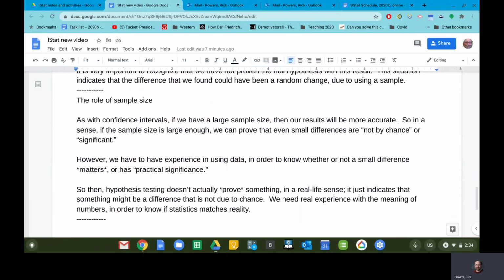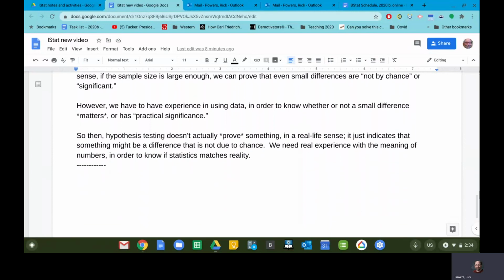So then hypothesis testing doesn't actually prove something in a real life sense. It just indicates that something might be a difference that is not due to chance. We need real experience with the meaning of numbers in order to know if statistics matches reality.